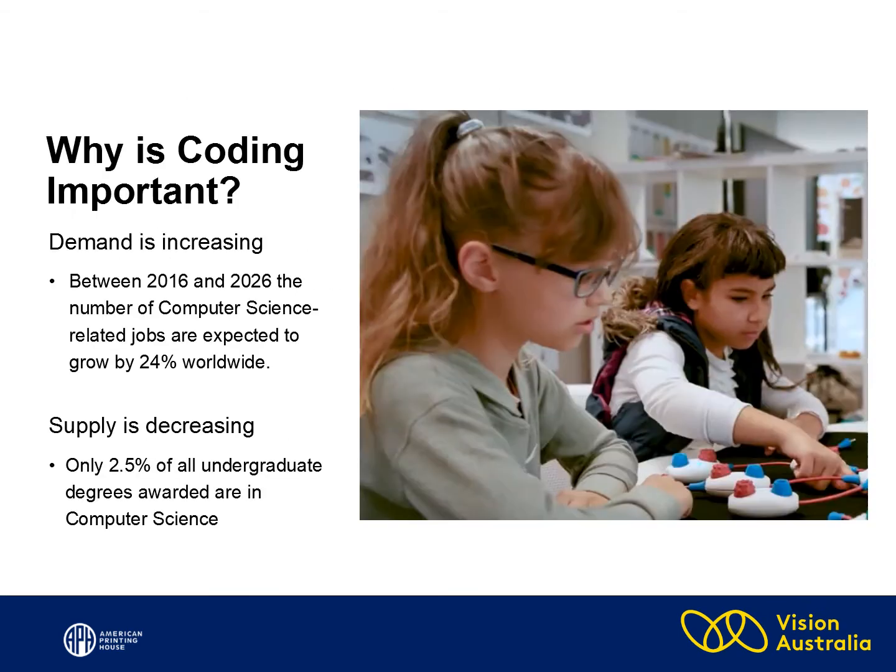So why is coding so important to children? Very simple: employment. Between 2016 and 2026, the number of computer science-related jobs is expected to grow by 24% worldwide. This is due to the Internet of Things, IoT, self-driving cars, artificial intelligence, virtual reality, and other emerging technologies.